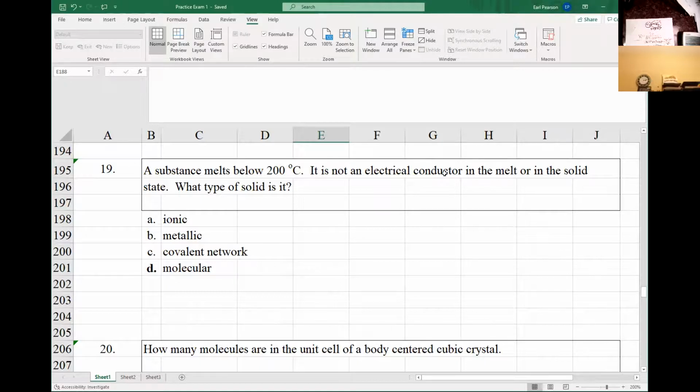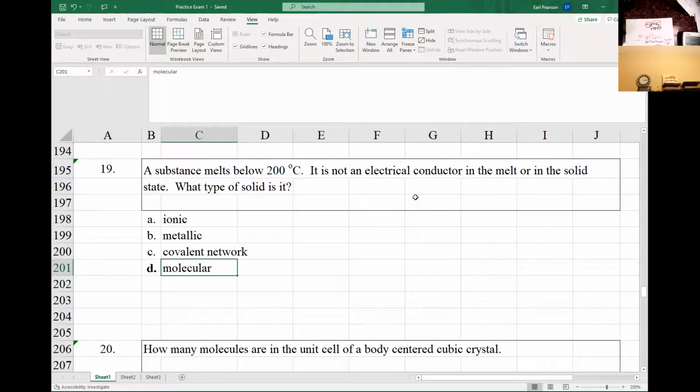It's not an electrical conductor in the melt or the solid. Well, that certainly eliminates metallic: if it doesn't conduct a current in the melt or the solid, it's not metallic. So it can't be that one. If it were a non-conductor in the solid, but a conductor in the melt, it would probably be ionic. So the only one left is molecular. Molecular compounds typically do have low melting points. They're not conductors in any state.